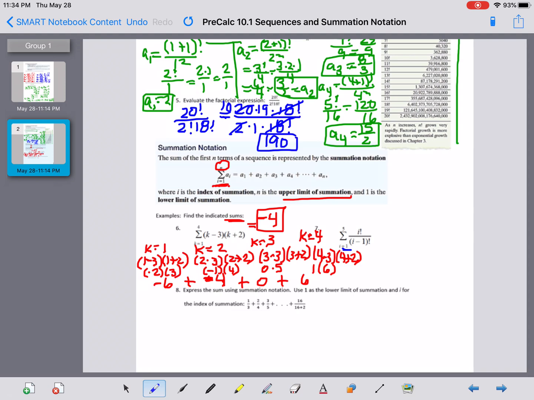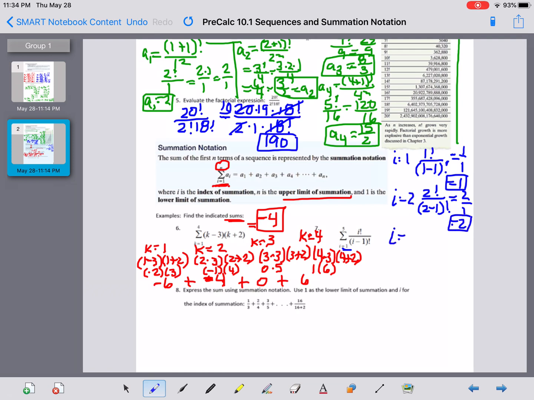So when I start off with I equals 1, I have 1 factorial on top over 1 minus 1 factorial. So 1 factorial is 1. I get 0 factorial, which is also 1. So I just get 1 for that first answer. Okay, I equals 2. So I have 2 factorial over 2 minus 1 factorial. 2 factorial is 2 times 1, which is 2. 2 minus 1 is 1 factorial, which is just 1, and I get an answer of 2.